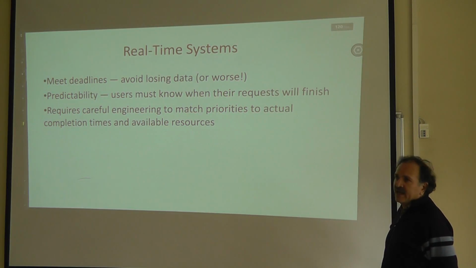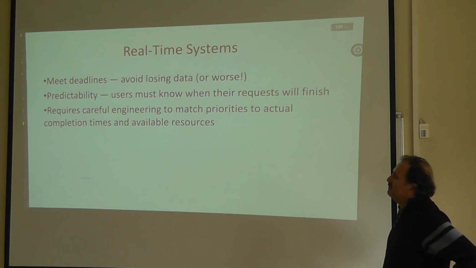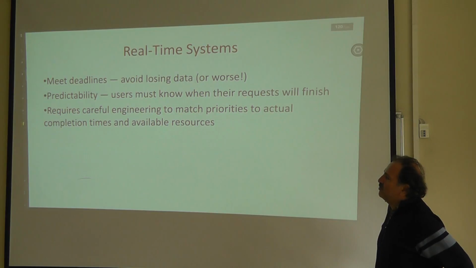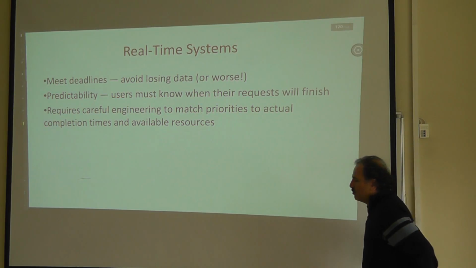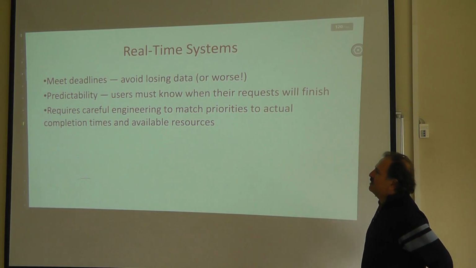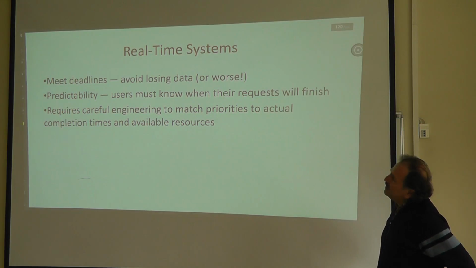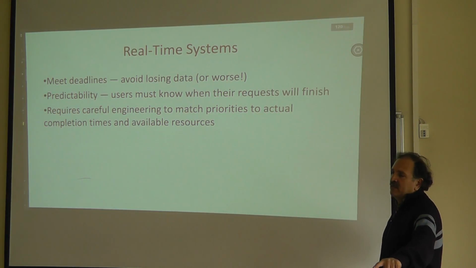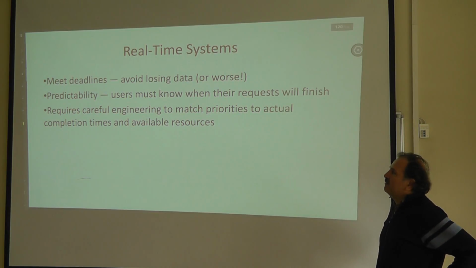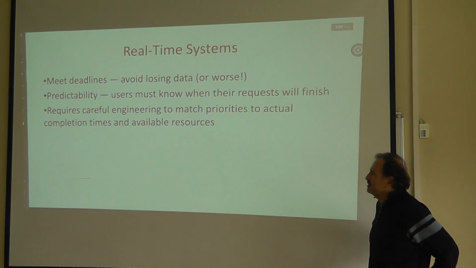When I receive a task, it should be done in 10 milliseconds. Otherwise, my video player will skip frames. People will not like it. More seriously, my brake will not work on my car, and I might cause some accident. And it will be predictable. Users must know when the request will finish. When I hit a button, I know that in a certain amount of time I will get my response.